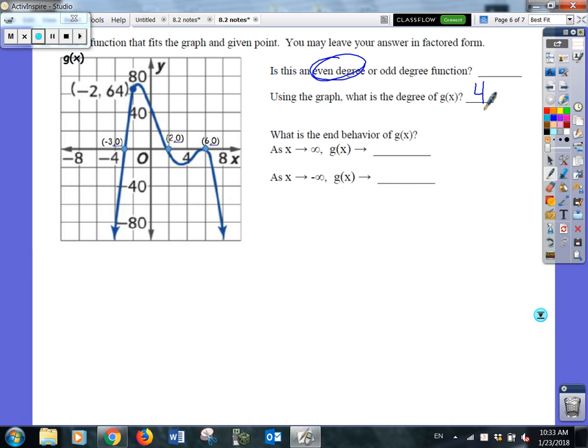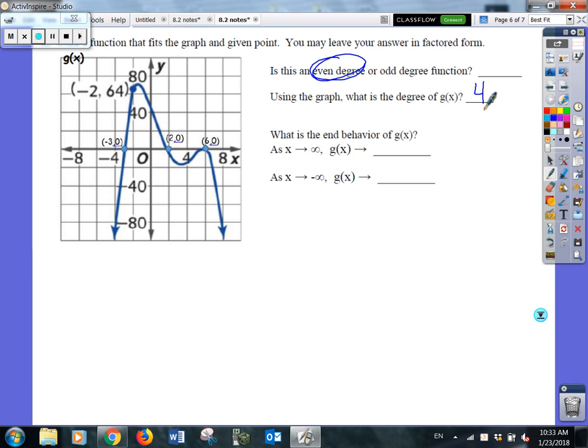It could, because remember there are those imaginary answers, and we can't see imaginary answers on an XY coordinate plane. So it could be bigger than 4, but we know it's at least 4 due to those real zeros that we saw in the graph. And then in behavior, we can answer that. We just look at the graph.